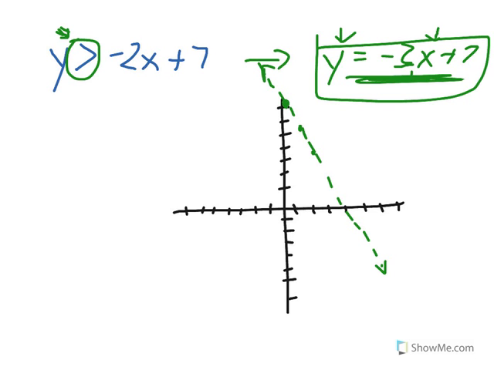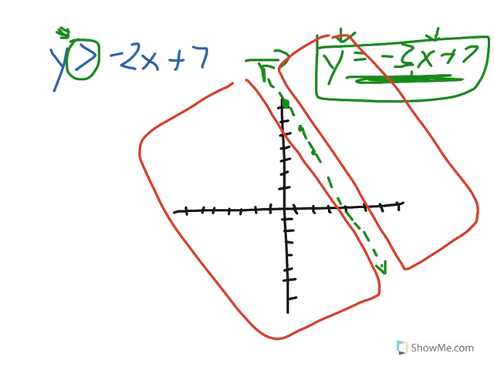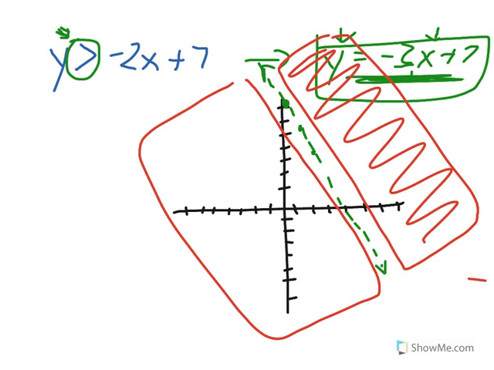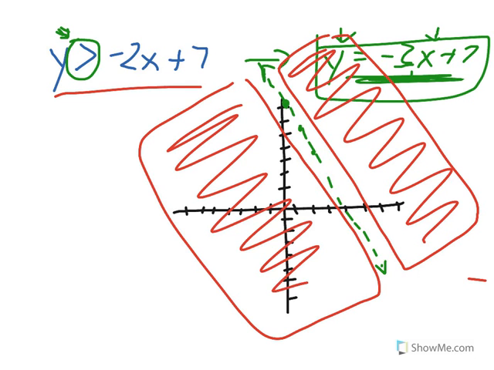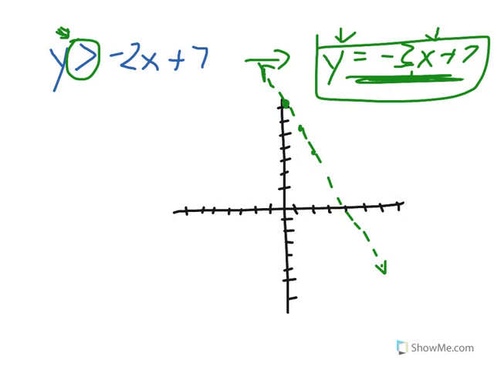Now, there's a whole bunch of points. What we have, and I'll see if I can draw it, is a whole bunch of x, y coordinates over here, and a whole bunch of x, y coordinates over on this side. Either all of the points over here will work in this inequality, or all the points over here will work in this inequality. We just need to know which is which.